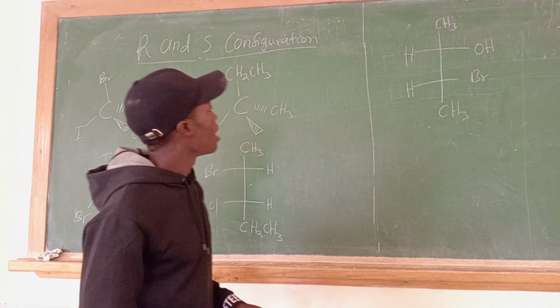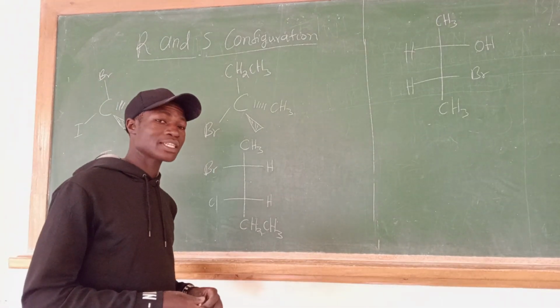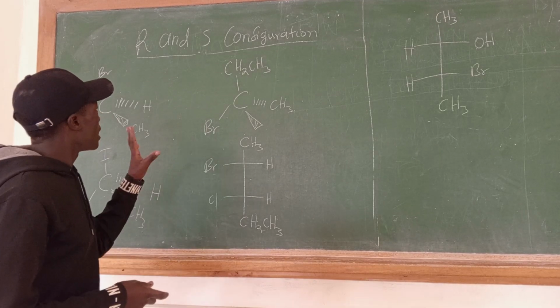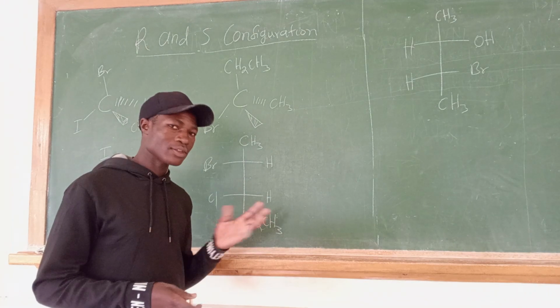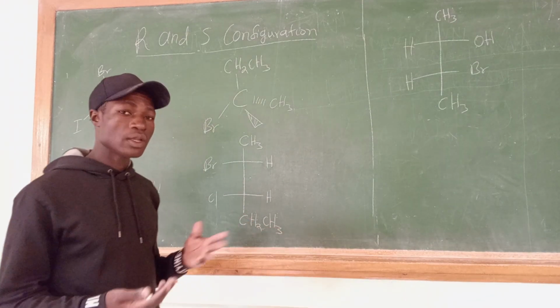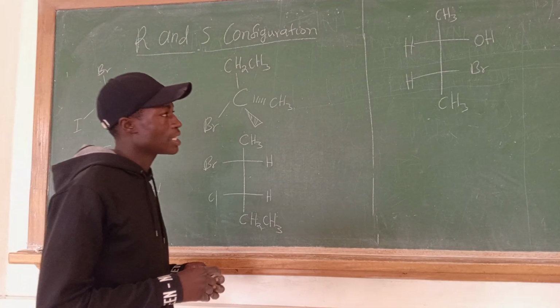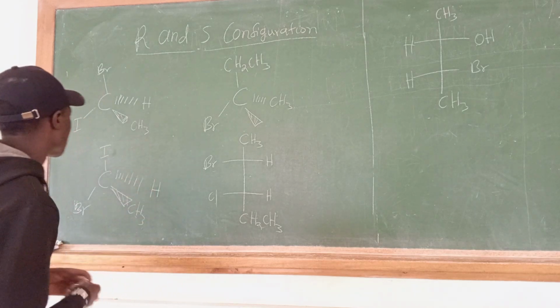So in this video, we are going to see how we can assign R and S configuration to various chiral centers in the molecules we have above. Now, the basis on which we assign R or S configuration to a chiral center is the Cahn-Ingold-Prelog rules, which give us the guidelines on how to assign R or S configuration to various chiral centers. Now let's start with the simpler ones.